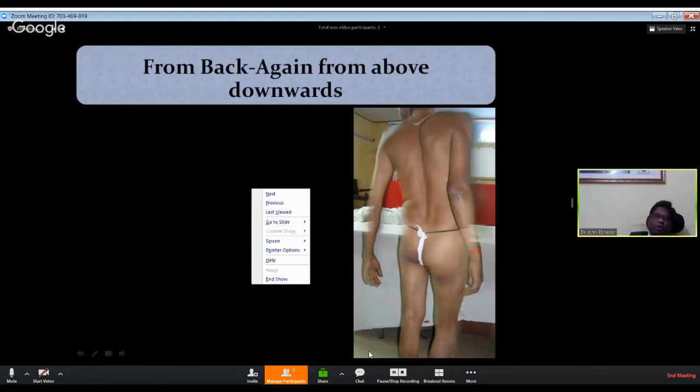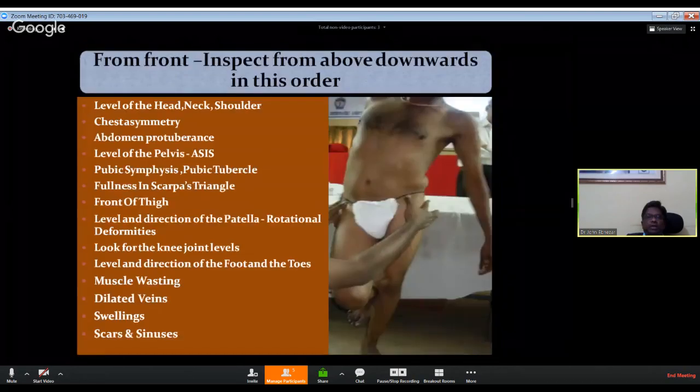So these are the things we should look for from the front, and it should go in a very systematic manner, slide by slide, through the examination. This is what you should look at in front, from above downwards, in this order. If this is clear, then moving ahead.